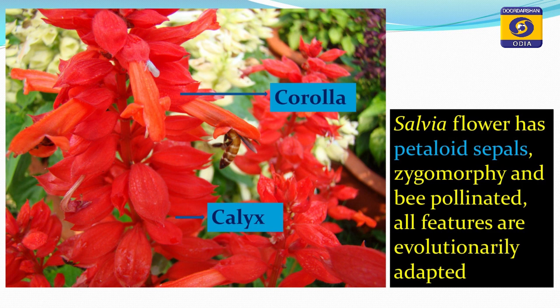Which are the sepals and which are the petals. So, gamosepalous and gamopetalous condition is found in this, and you can see a honeybee is collecting pollen from that, but by that, unknowingly, it is doing the job of pollination.